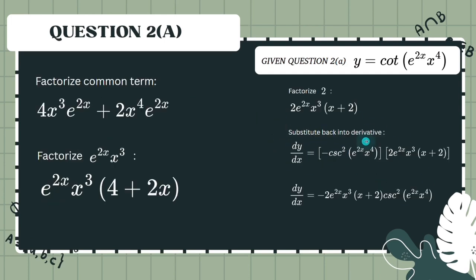After that, we must factorize the common term. So the common term becomes like this. So we must factorize e power of 2x multiplied by x power of 3. So this is the answer. And don't forget to factorize 2. And we must substitute back into the derivative. So the final answer is this.